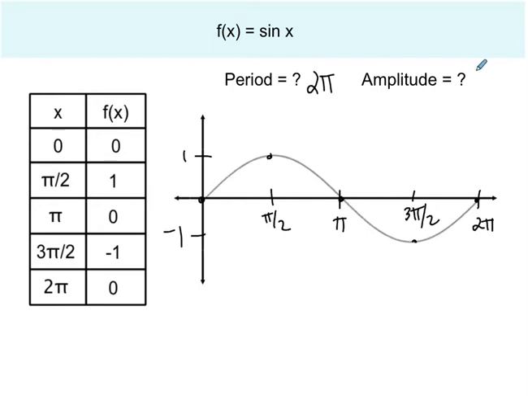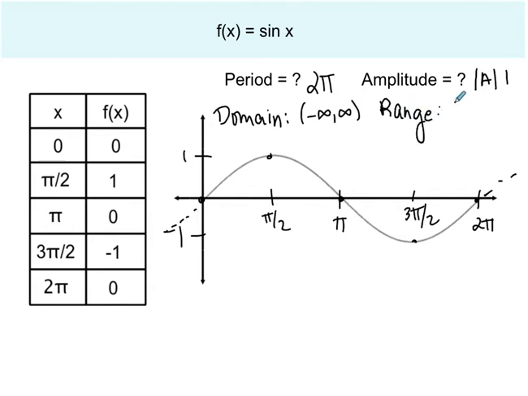The amplitude, remember, is the absolute value of a, which is in front of the sine, and it's 1. The domain, I don't think that we talked about, but the domain is all real numbers from -infinity to infinity, because this curve continues in both directions, and the range is from -1 to 1. It's important that you really know what this parent function looks like quite well.